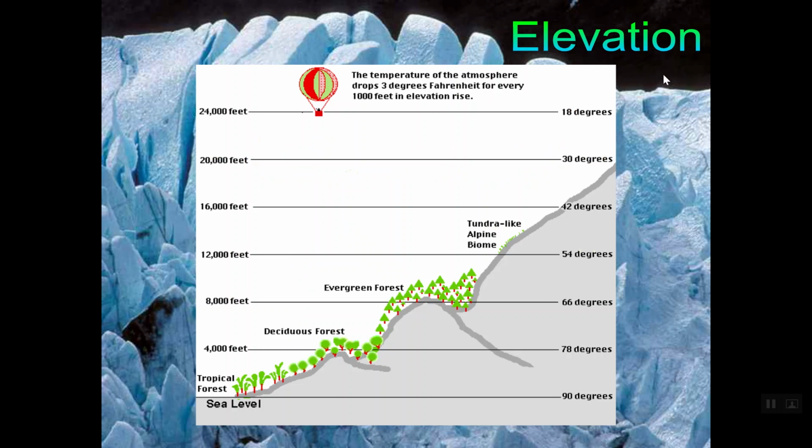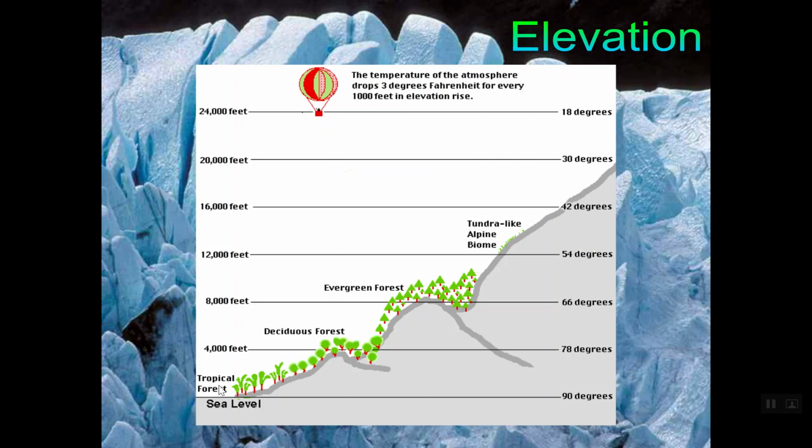Another climate factor we look at is elevation. The temperature of the atmosphere drops 3 degrees Fahrenheit for every 1,000 feet in elevation rise. So that is quite a bit, actually. If you've ever climbed a mountain or driven up a mountain, you can really feel the difference between what it feels like at the bottom of the mountain and what it feels like at the top.